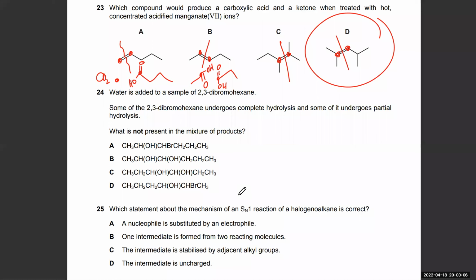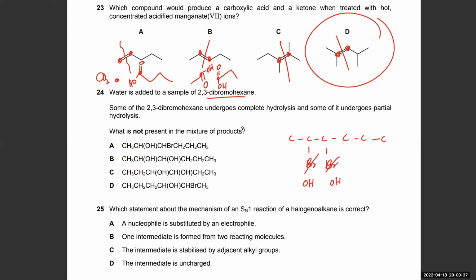Moving to the next one, water is added to a sample of 2,3-dibromohexane. First thing, 2,3-dibromohexane, what is that? That's 6 carbon atoms, hexane. And it's 2,3-dibromo, so bromine over here and bromine over here as well. So this is the molecule that we are talking about, undergoes complete hydrolysis, and some of it undergoes partial hydrolysis. What is not present in the mixture of the product? So complete hydrolysis means both of them get replaced by OH.